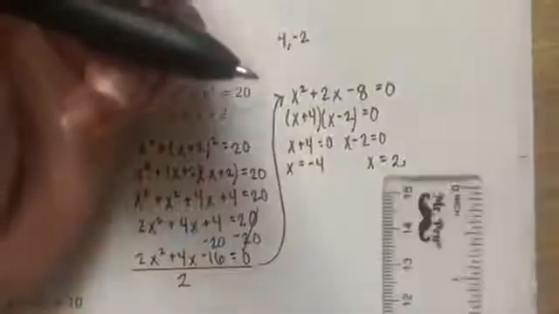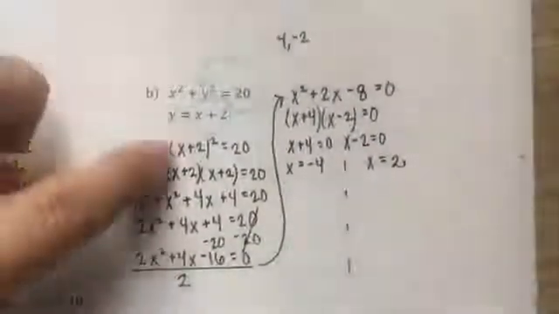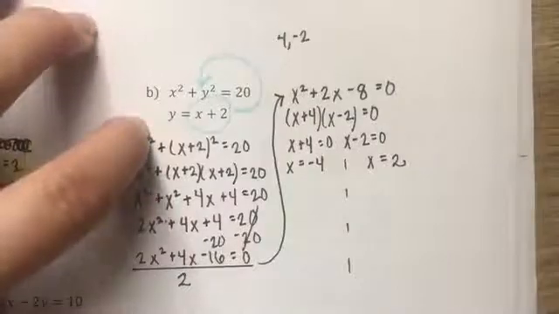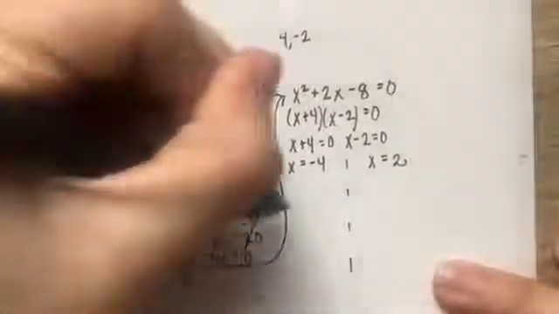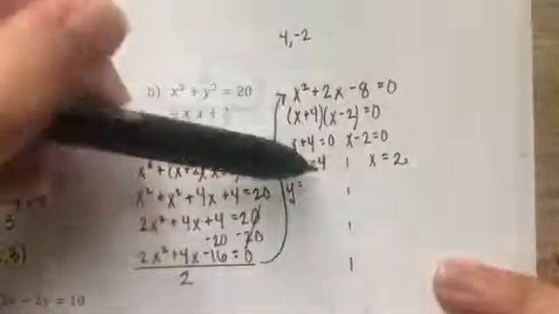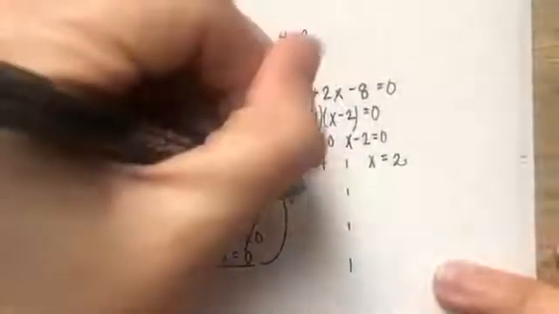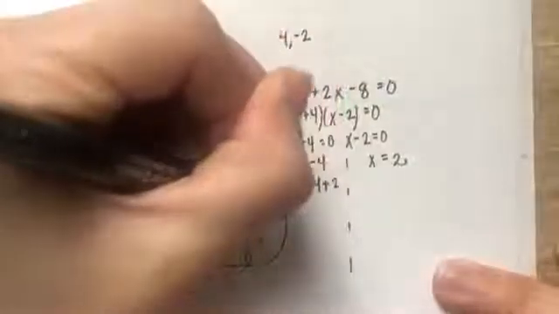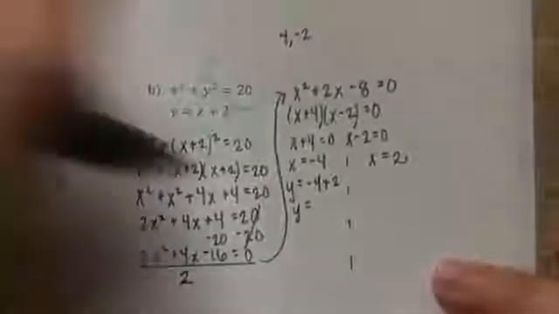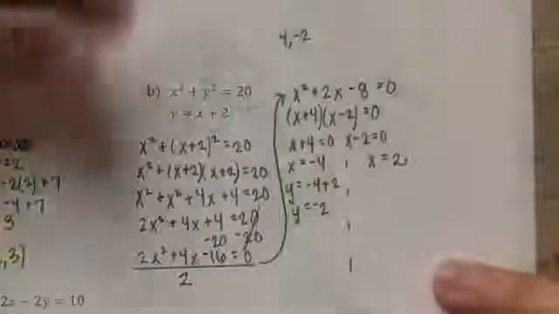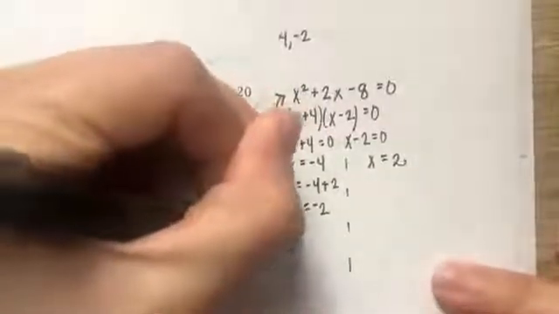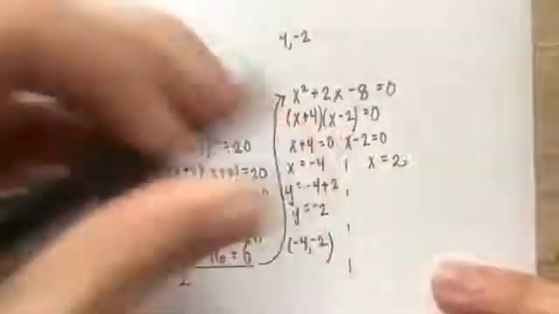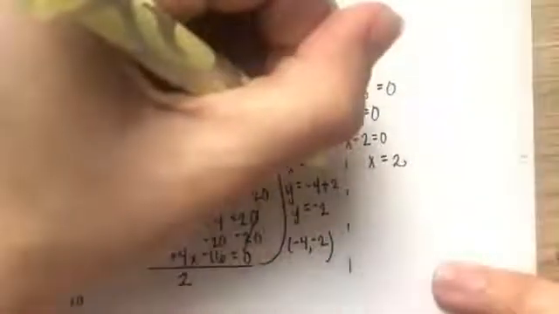And then you have to find the y's that go along with each x. So we already have an equation that's solved for y, so that equation is going to be your best option to substitute in these x's and solve for y. So it's y equals x plus 2, so y equals negative 4 plus 2, which is negative 2. So when x equals negative 4, y equals negative 2, so negative 4, negative 2 is one solution.